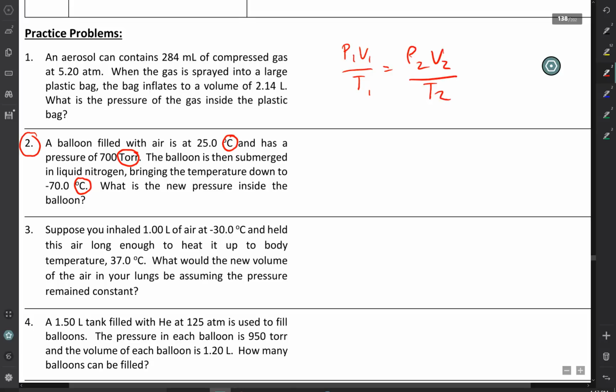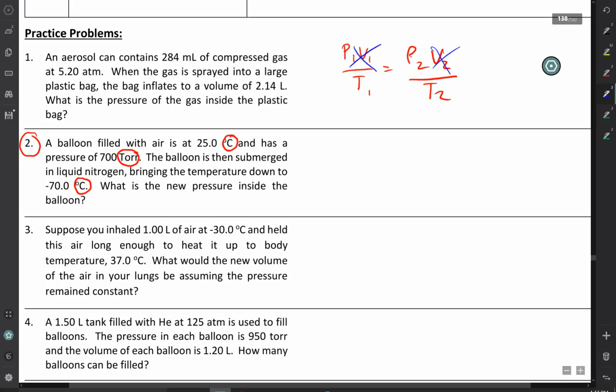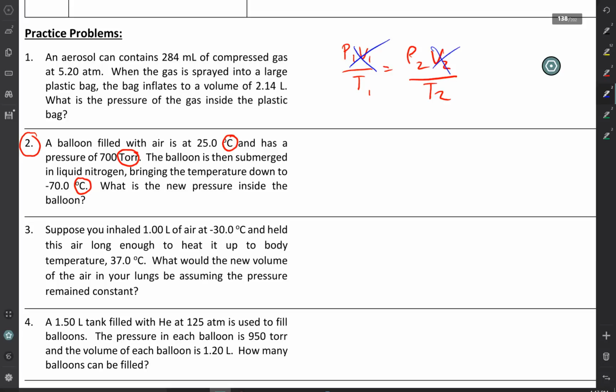I'm concerned with pressure and temperature. That means I can just cross my volume term out, essentially. And that sets up my relationship. It's going to be P1 over T1 equals P2 over T2.